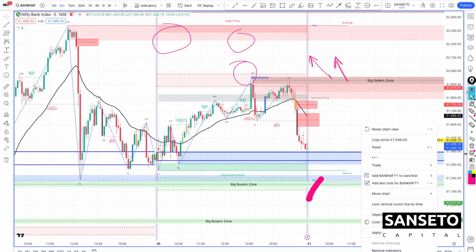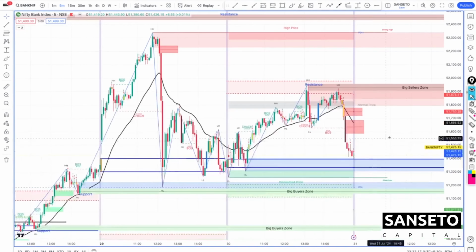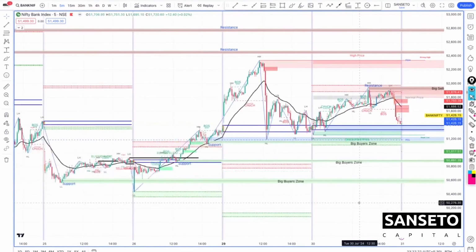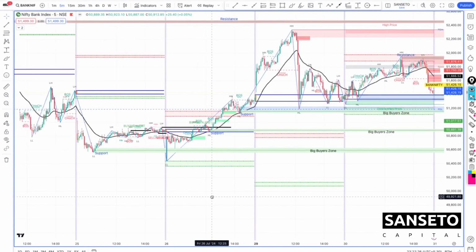Okay, I will just fast forward something and I'll show you how the market is working. So now, today we are on the 30th, so 29, 26. Let's go a few days back.